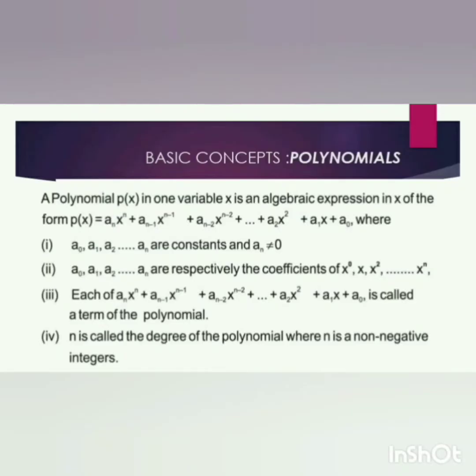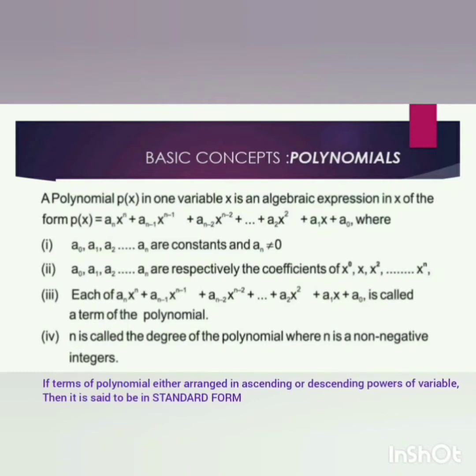So here first is polynomial. A polynomial in one variable is an algebraic expression in the form of p(x) equals a_n x raised to the power n plus a_(n-1) x raised to the power n minus 1 plus so on, the last term is a naught, where a naught, a1, a2 are constants or real numbers and the coefficients of the variable, and this n is the degree, which should be a non-negative integer. And you know, if the terms of a polynomial are arranged in either ascending or descending powers of a variable, then it is said to be in its standard form.